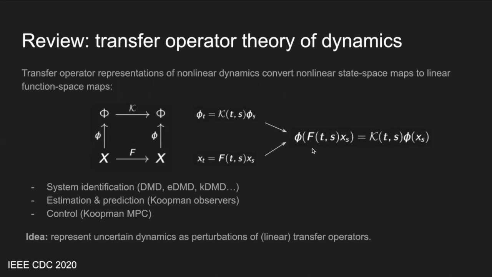A bit of background, this has enjoyed great success in system identification algorithms of nonlinear dynamics, such as dynamic mode decomposition and its variants, and also in estimation, prediction, and control problems. We can use this description of generic dynamics to represent an uncertainty set as perturbations of a linear transfer operator, which is a well-studied theory in comparison to, let's say, perturbations of an arbitrary nonlinear state space map.